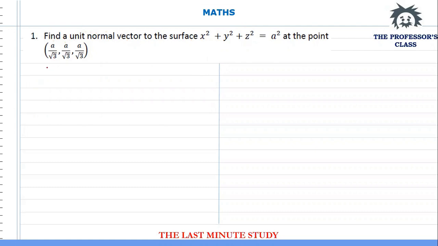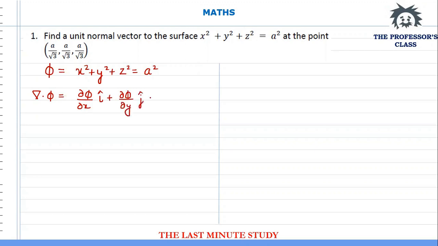First of all, I'll assume this surface to be equal to a variable phi given by x square plus y square plus z square is equal to a square. Now, in order to find the normal vector, I'll first find the gradient of this function phi, which is given as del phi by del x in i direction, del phi by del y in j direction, and del phi by del z in k direction.